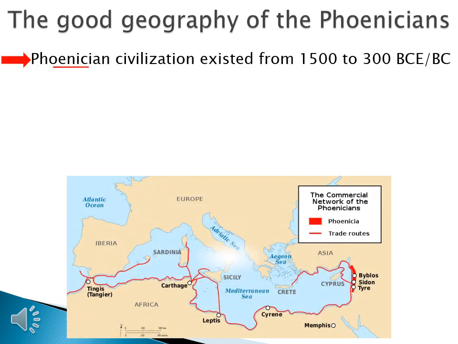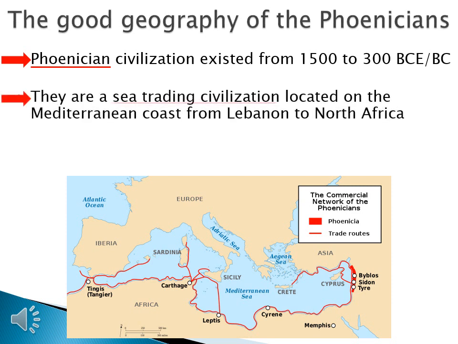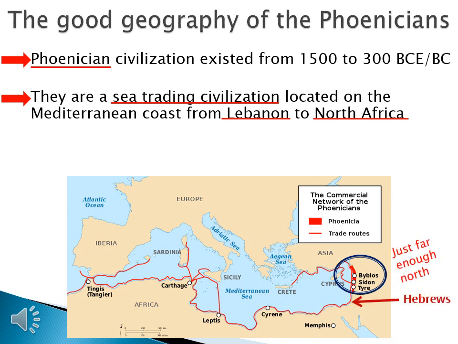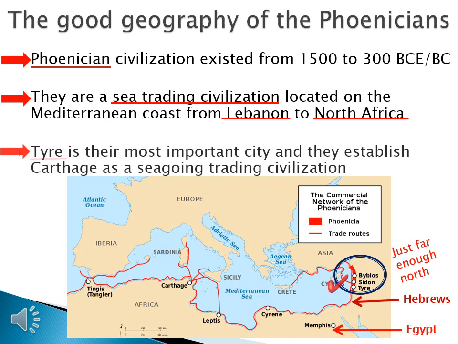Phoenician civilization existed from 1500 BCE to 300 BCE. They are a sea trading civilization located on the Mediterranean coast from Lebanon to North Africa. Unlike the Hebrews, they are just far enough north to not be between the Egyptians and the Mesopotamians. Tyre is their most important city, and they established Carthage as a seagoing trading civilization. The Phoenicians make their livelihood by sailing around the Mediterranean Sea and trading goods.